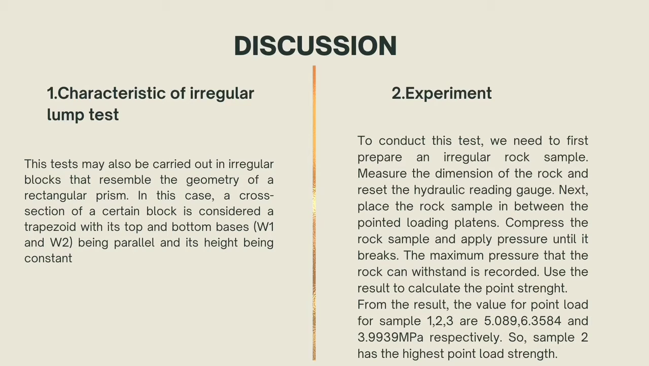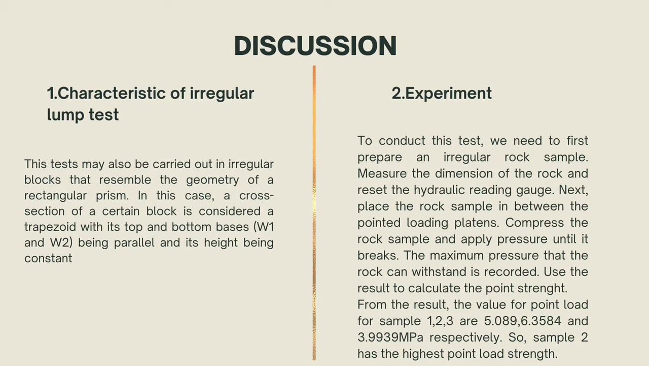Next, we will continue with the discussion part. First, we will discuss the characteristics of the irregular lump test. This test may also be carried out on irregular blocks that resemble the geometry of a rectangular prism. In this case, the cross-section of a certain block is considered a trapezoid, with its top and bottom bases W1 and W2 being parallel and its height being constant.